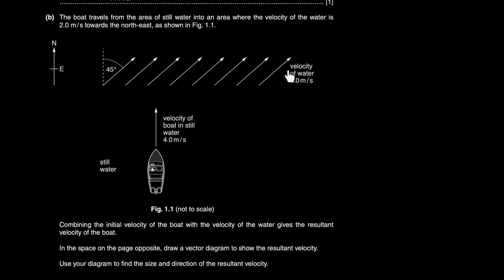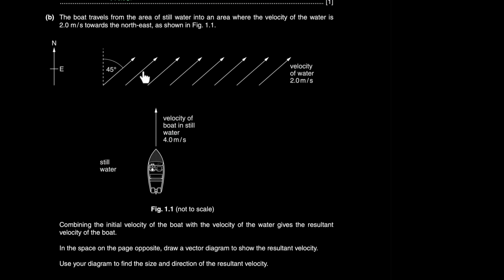And it's moving and eventually sailing over onto where the water starts moving. It's not stationary anymore. It's not still. So what's going to happen to the boat? Well, it's going to keep on going at 4 meters per second up, irrespective of whatever is happening here. But this water will add or push or give some velocity in that direction at a 45-degree angle.